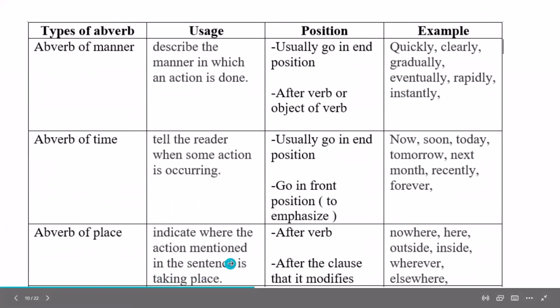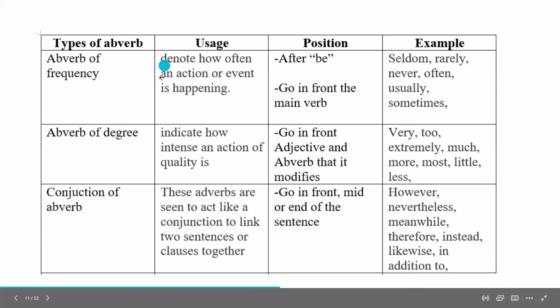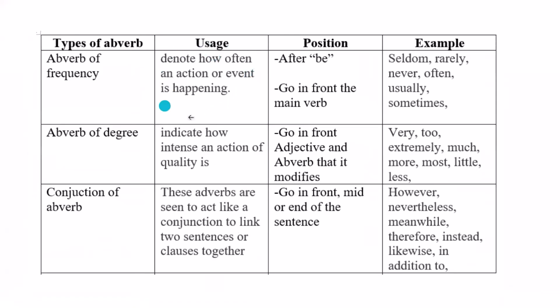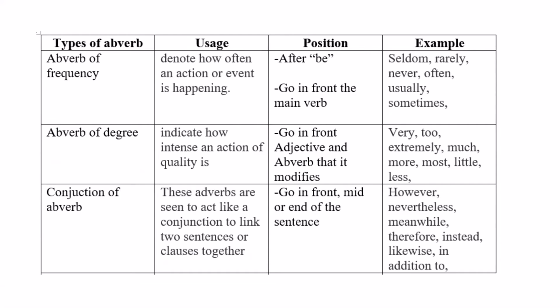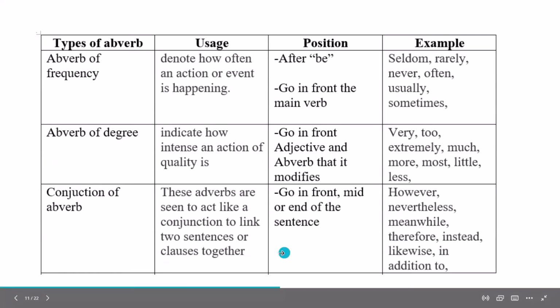Trạng từ chỉ nơi chốn là những trạng từ được sử dụng để chỉ nơi diễn ra hành động được đề cập đến trong câu. Về trạng từ chỉ tần suất, được dùng để biểu thị tần suất một hành động hoặc sự kiện đang xảy ra. Trạng từ chỉ mức độ là để chỉ ra mức độ nghiêm trọng của một hành động về chất lượng. Và cuối cùng là trạng từ liên kết, nó hoạt động hơi khác so với các loại trạng từ trên. Đây là những trạng từ được coi như một liên kết để liên kết hai câu hoặc hai ý với nhau.